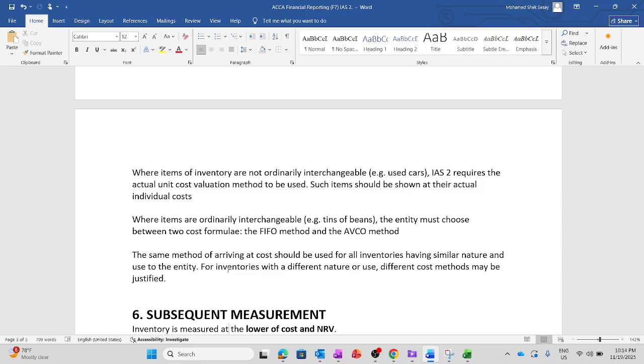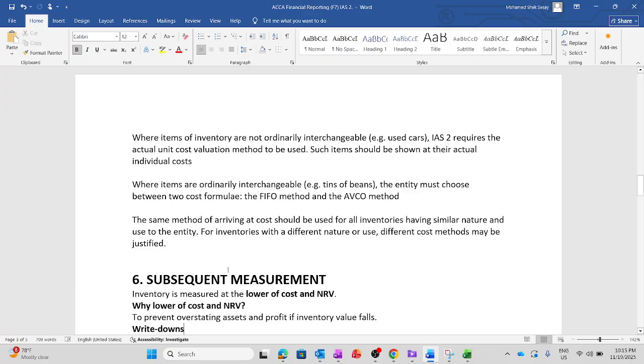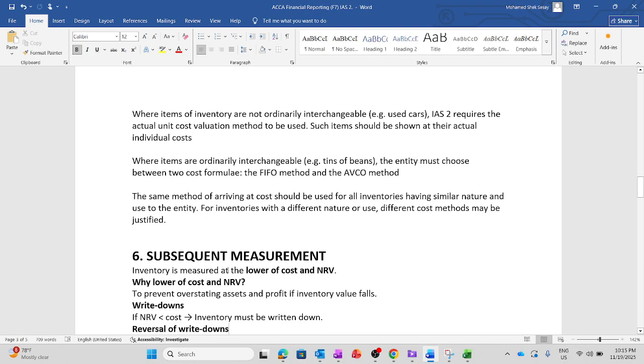The same method of arriving at the cost should be used for all inventories having similar nature and use to the entity. For inventories with a different nature or use, a different cost method may be justified. So it all depends on the purpose, the use, and the interchangeable content of the inventory that we are going to account for. So now we have talked about the cost method.